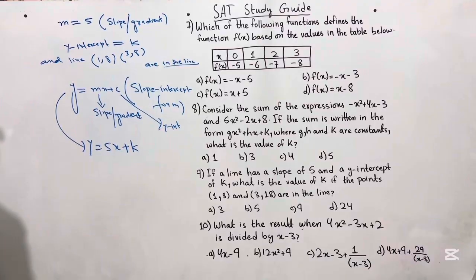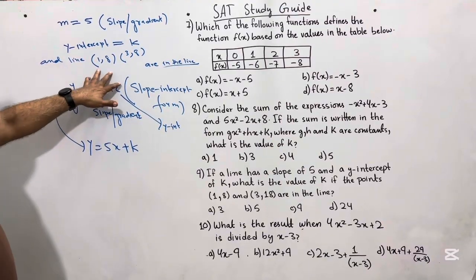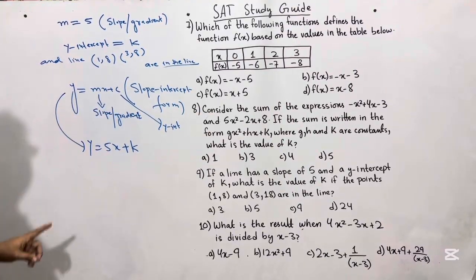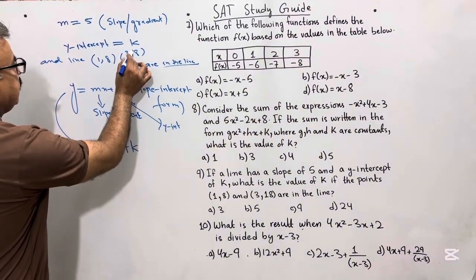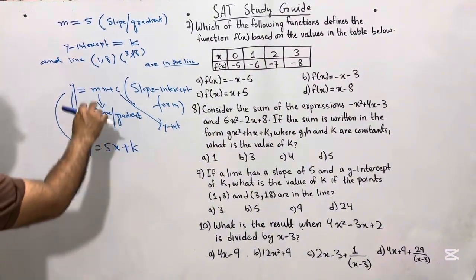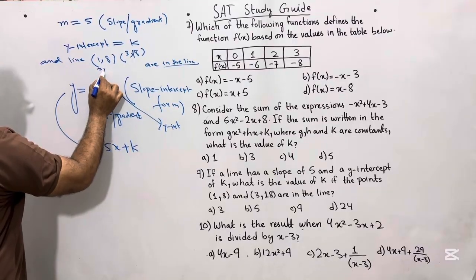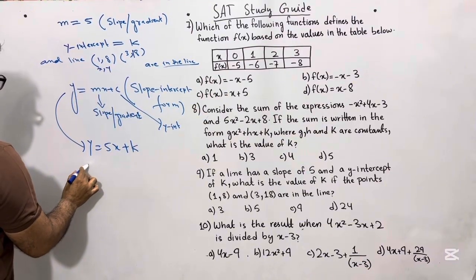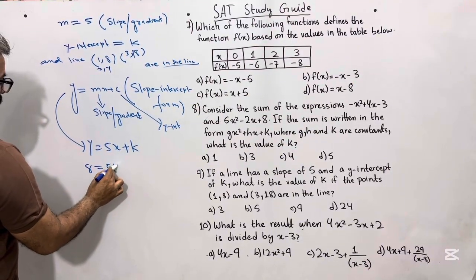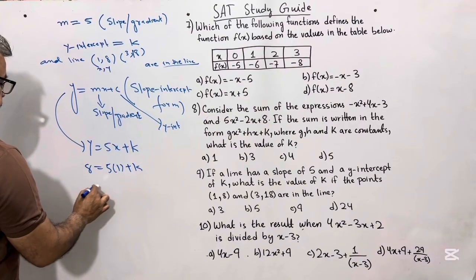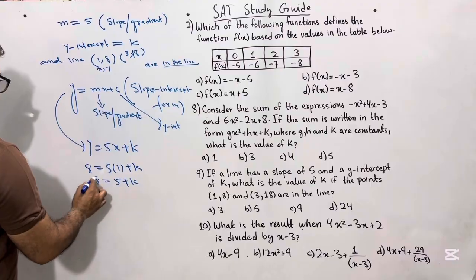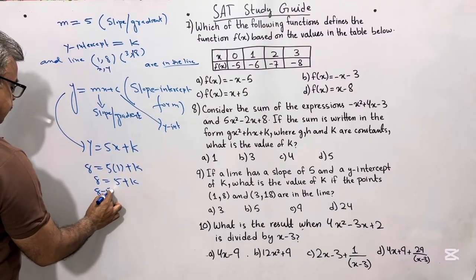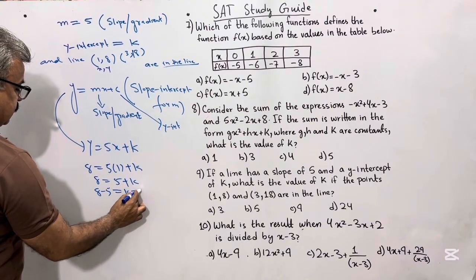Now, one point is enough for us to determine the value of k. We have been given two points, 1, 8 and 3, 18. I am taking this one: this is our x, this is our y. Plug in the values. y is 8, so 8 is equal to 5 times 1 plus k. Shift 5 here: 8 minus 5. The value of k is 3.